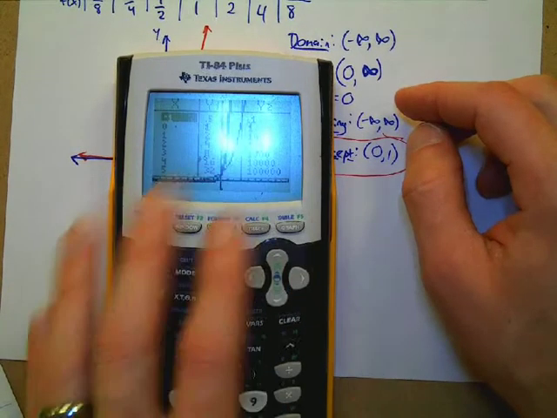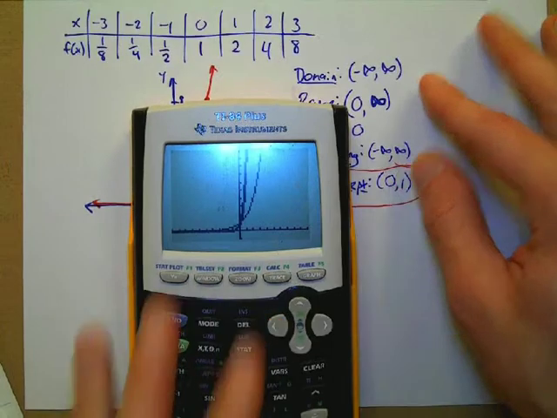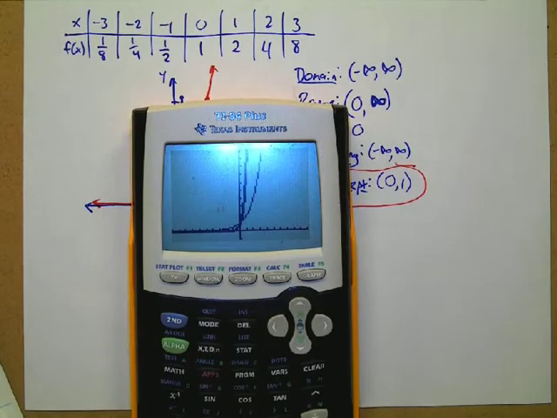What's different about these two graphs? So they have the same domain, the same range, same y-intercept. They're both increasing on -infinity to infinity. What's different about these two graphs, though? How can you describe the difference?